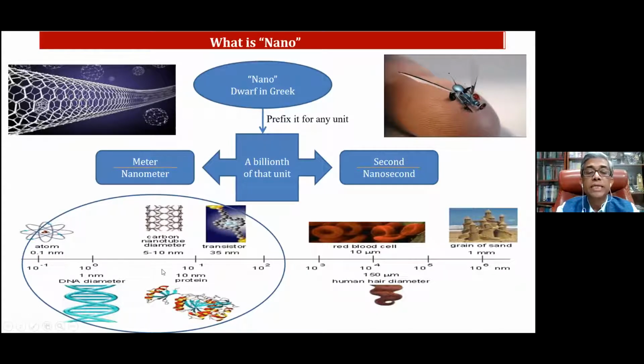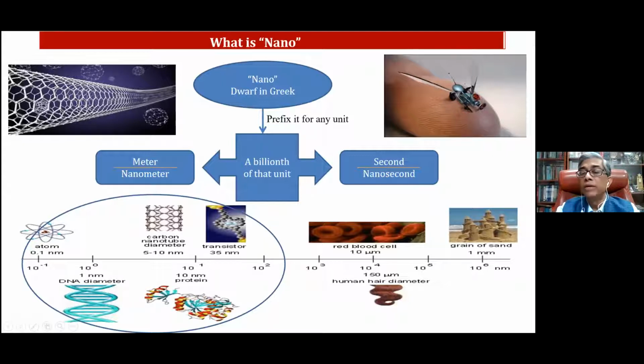And that's what I marked here. You get a 1 nanometer level, which is DNA. We can get 5 to 10 nanometer level where you get a carbon nanotube. You get some transistor is 35 nanometer. The proteins are about 10 nanometers. So anything up to 100, 10 to the power 2 nanometer, is what is all in the nanoscale.